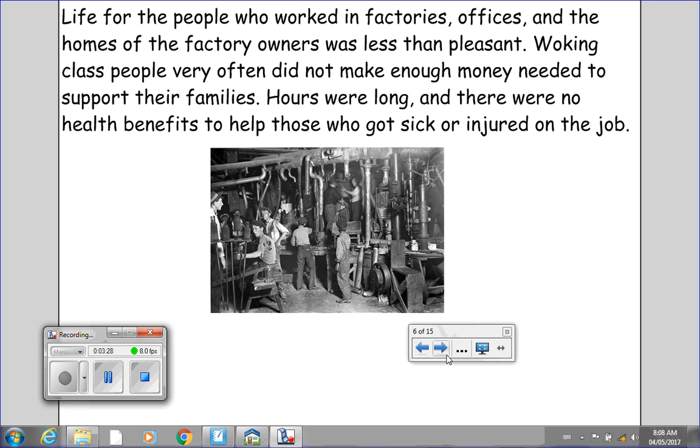Life for the people who worked in factories, offices, and the homes of the factory owners was less than pleasant. Working class people very often did not make enough money needed to support their families. Hours were long, and there were no health benefits to help those who got sick or injured on the job.